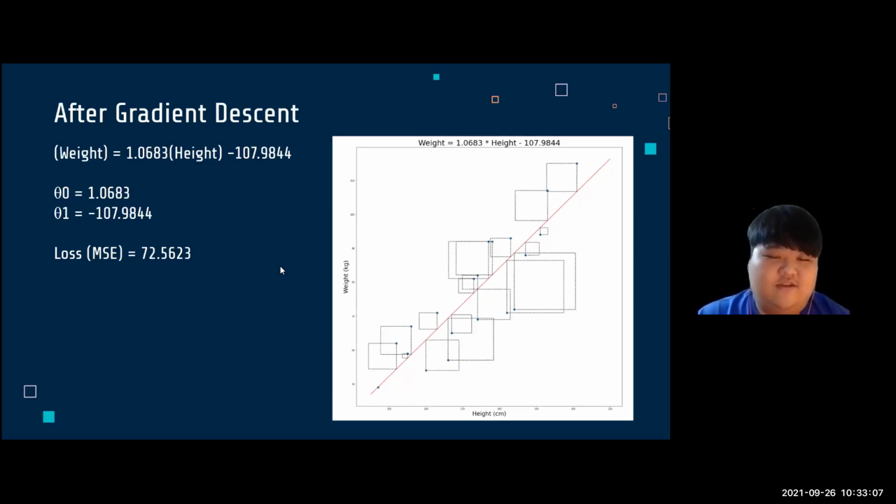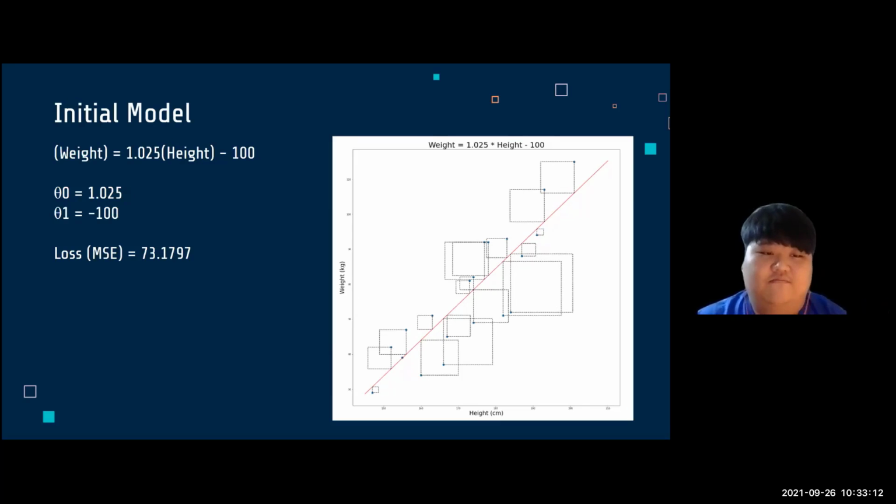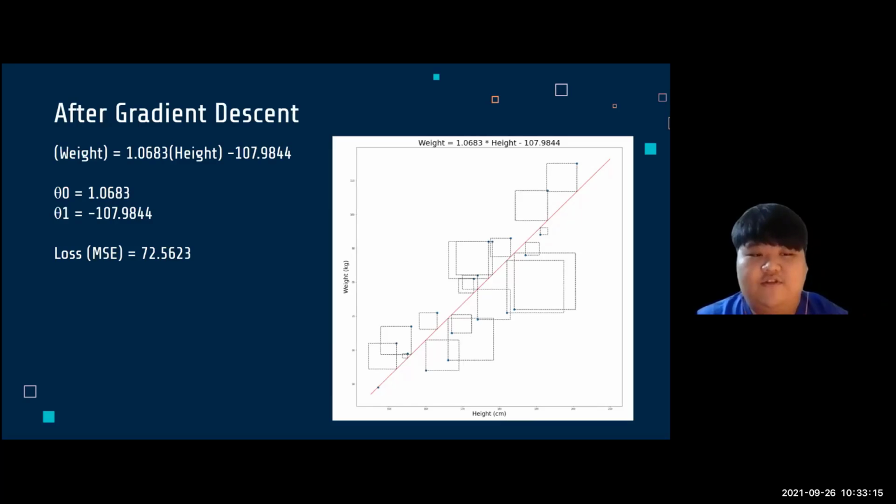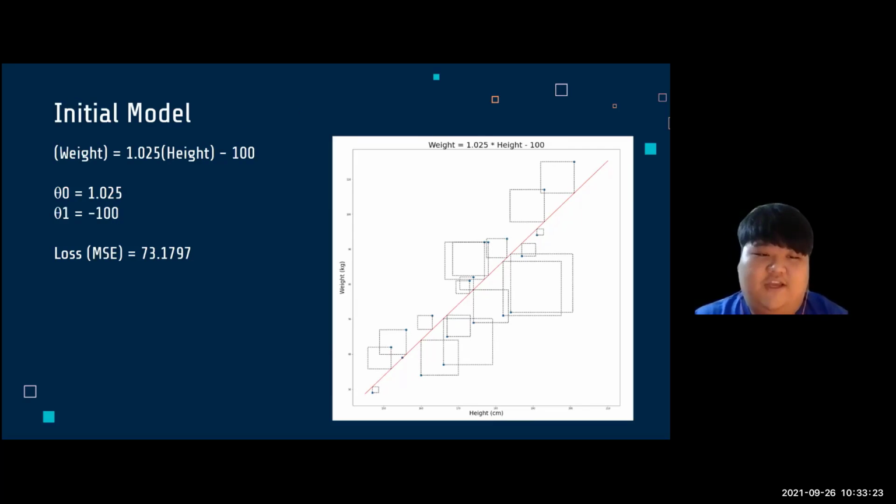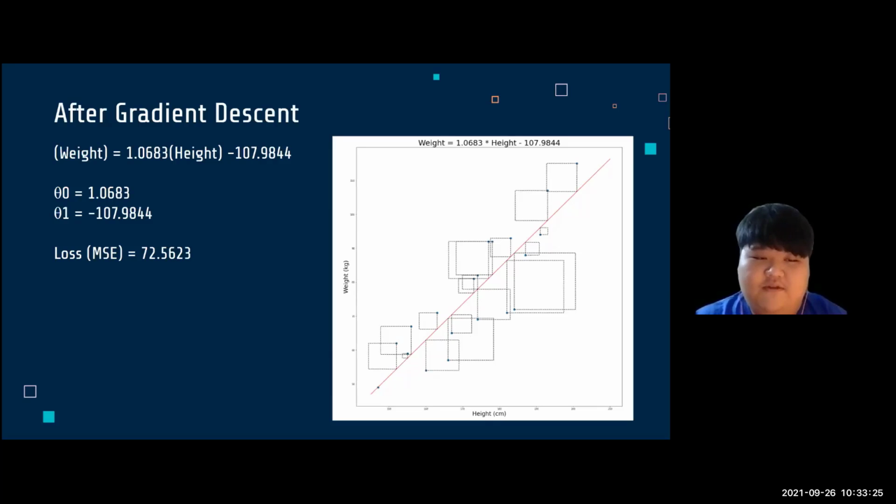So let's see what changes are made after applying the gradient descent algorithm to this model. After gradient descent, there are some changes. Our theta null increased from 1.025 to 1.0683, and our y-intercept, the plus b, has changed from negative 100 to negative 107.9844. And you can see that our loss got reduced, right? But not that dramatically. So why is the loss still so big here? We can list some reasons.